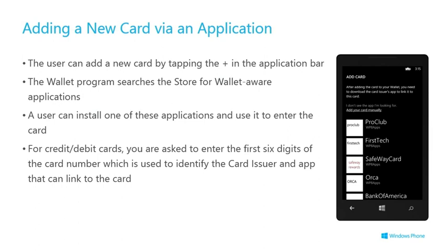Oh, the point there, it says about the first 6 digits of the card number. If it's a payment card, the first 6 digits, and this is a payments industry standard thing, identify the bank or the financial institution that has issued the card. So the Windows Phone Store app can use those 6 digits to suggest to you, oh, you seem to be entering a Bank of America card or something. Do you want to install their app? Pretty clever stuff.